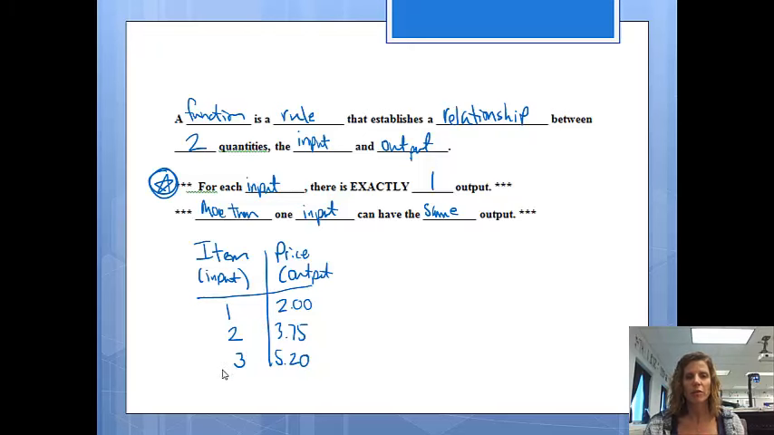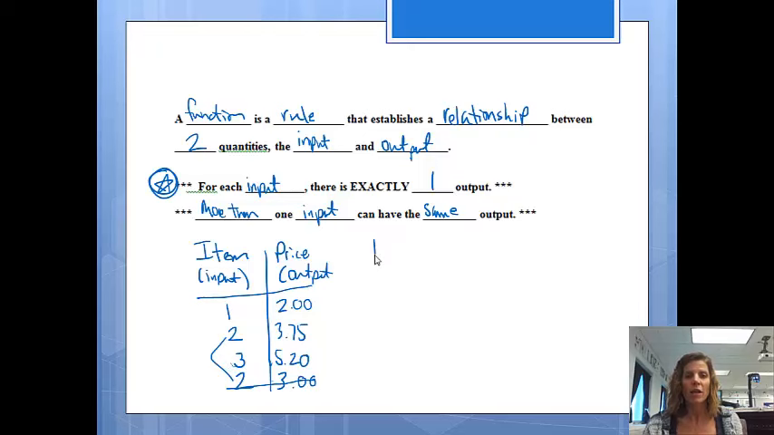It's not going to give me a choice when I go through there. This would not happen: item 2 could not also be $3, because if I bought item number 2, it couldn't be $3.75 and $3. That would be faulty, or I'd tell the manager I want the lower price instead of the higher price. So that can't happen. As soon as I enter that second price into the situation, that would not be a function, because every item has to have exactly one price.